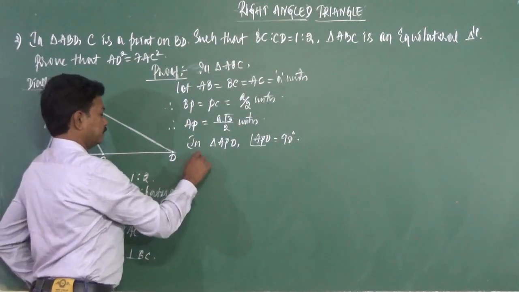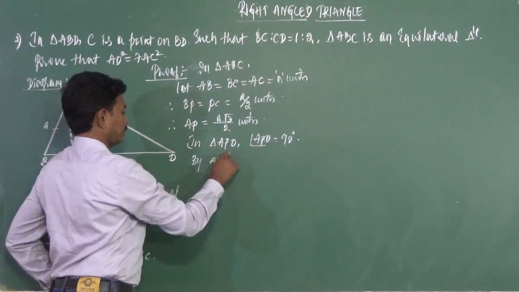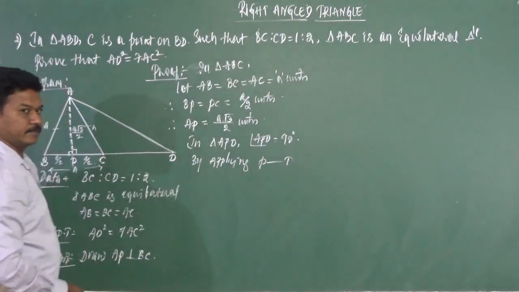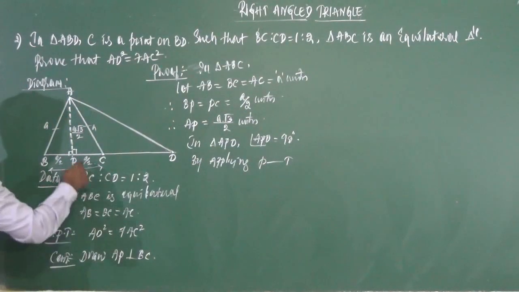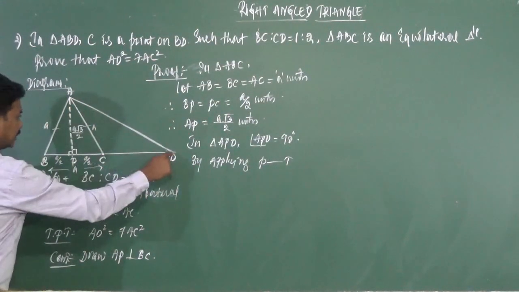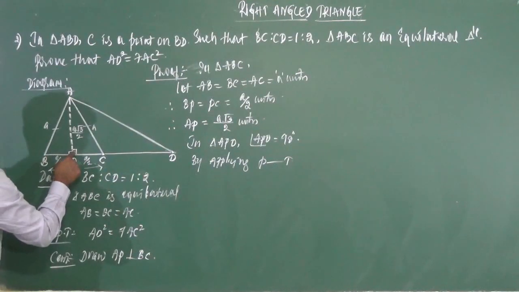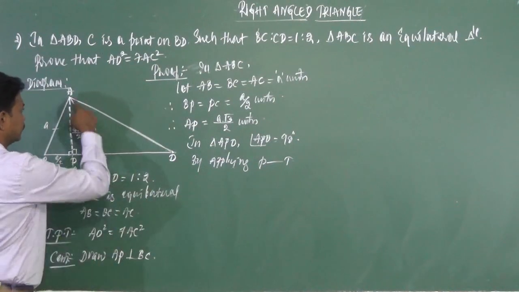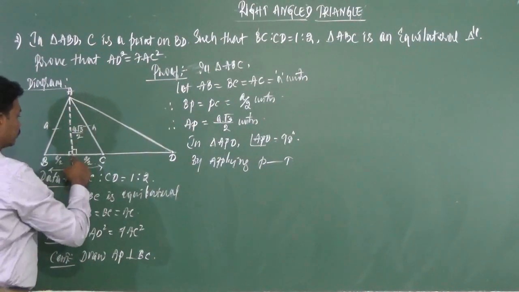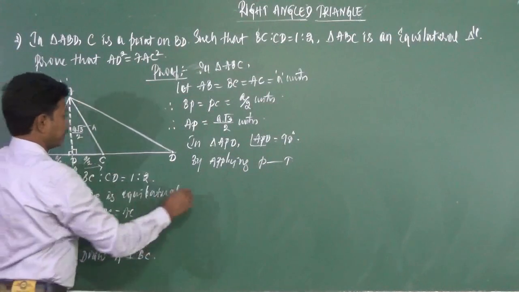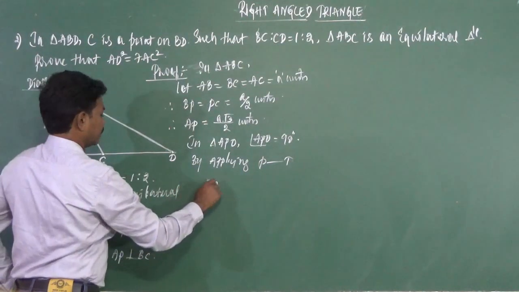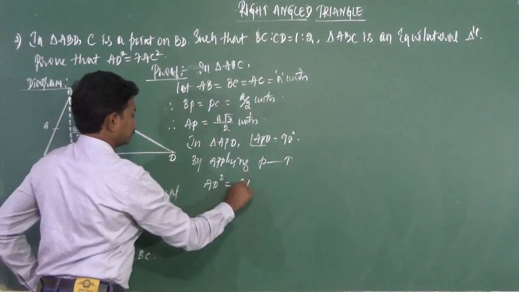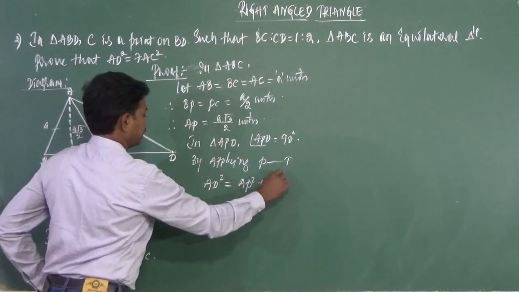So by applying Pythagoras theorem, for this triangle APD, the side opposite to the right angle is AD, which becomes the hypotenuse. So AD square is equal to AP square plus PD square.